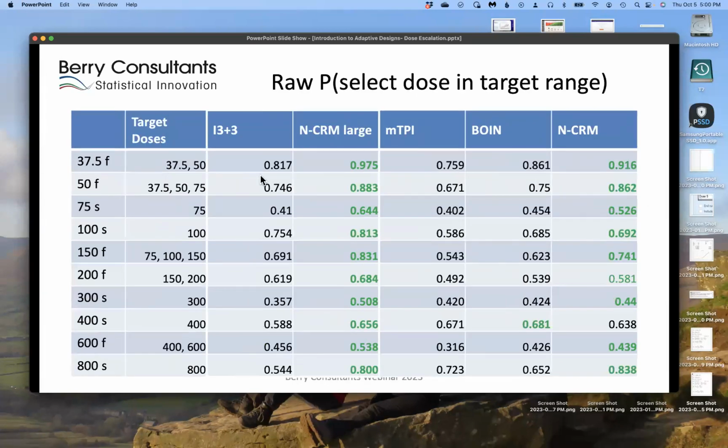And then we can look at what proportion of times the designs pick an MTD in the target band. And interestingly here, the large N-CRM does better than the I3+3 in every scenario. The I3+3 does better than most of the other designs, but that's because it's using a much larger sample size, 45 subjects instead of 20 odd. Between the 3 designs using roughly similar sample size, interestingly, the N-CRM largely does the better job of selection of MTD.